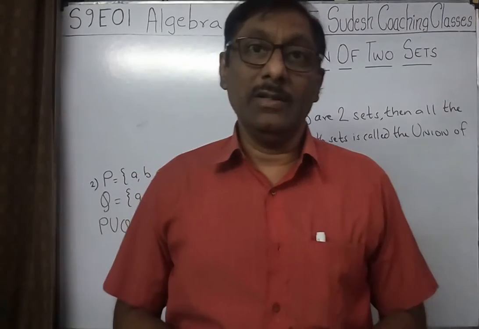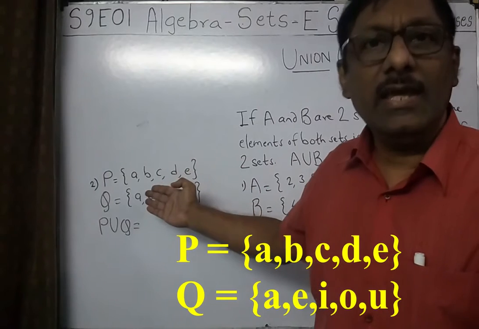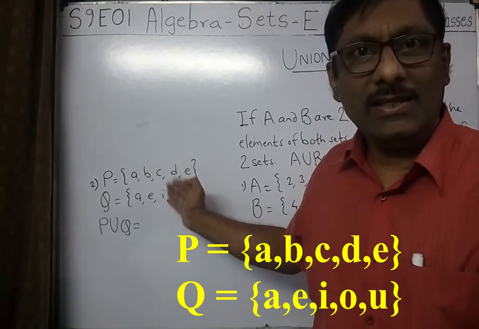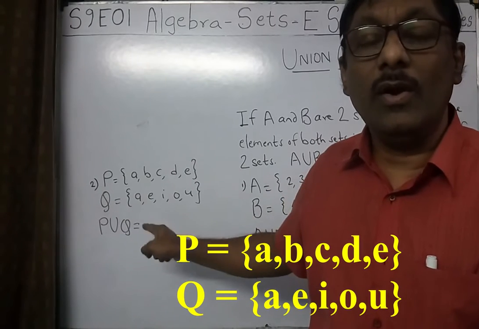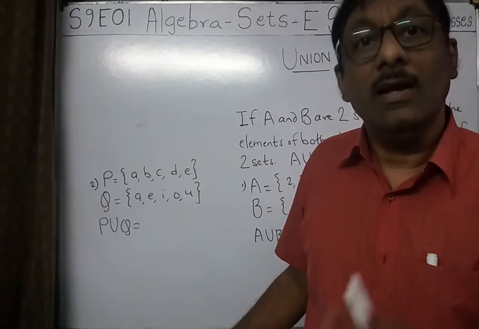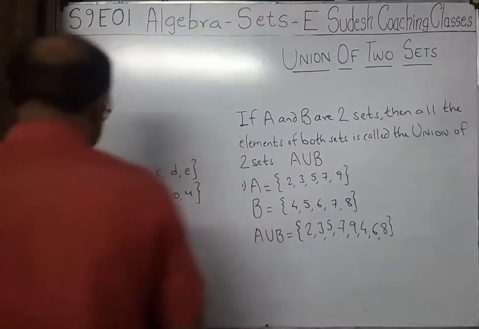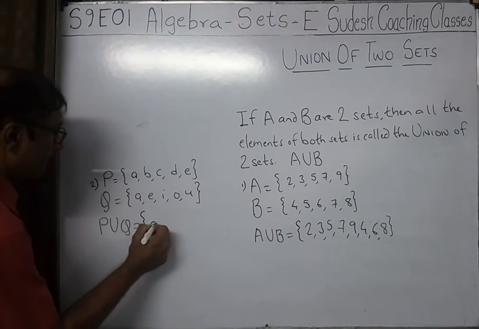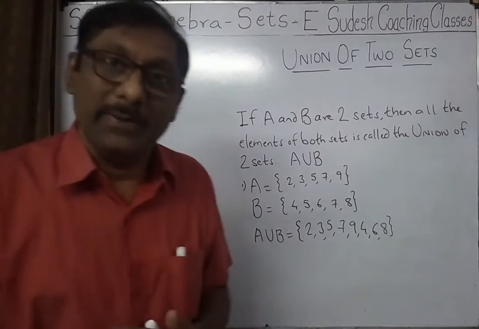Okay. Now let's go to the second example. Here it is. Set P contains A, B, C, D, and E. Set Q contains, of course, vowels A, E, I, O, and U. So we are going to write P union Q. How come? First we are going to write complete set P. Okay, here it is. I have written complete set P.